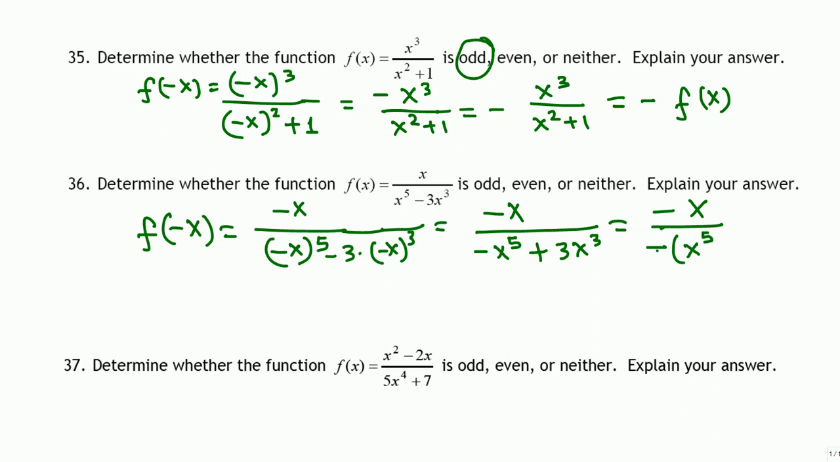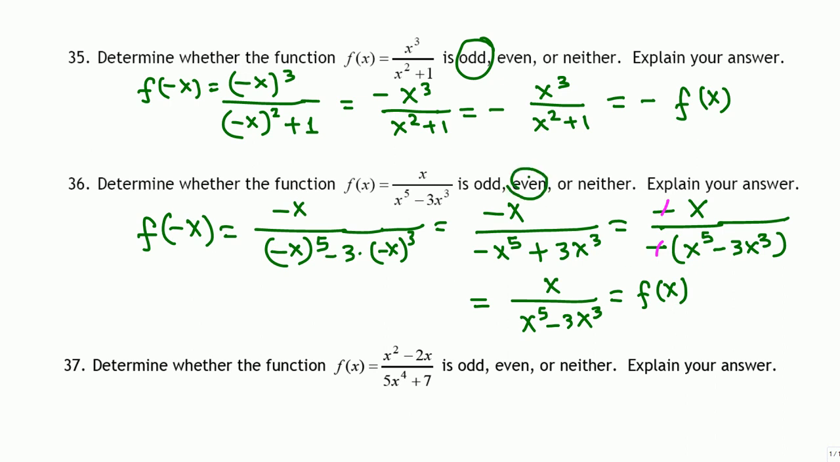Negative outside, so negative positive, then this is negative 3x cubed. If we distribute this negative 1, this will be negative x fifth, negative positive 3x cubed. So we can factor negative 1, then the negative 1s cancel. What is left? x over x to the fifth minus 3x cubed, and this is the original function. So replacing x by negative x produces the original function. That means the function is even.